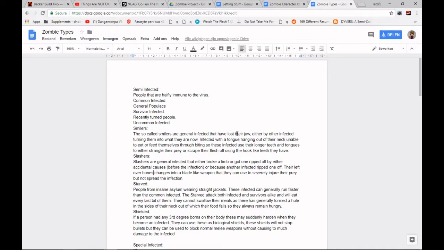Then we have the Starved. The Starved are people from insane asylums wearing straitjackets. These infected can generally run faster than the common infected. The Starved attack both infected and survivors alike and will eat every last bit of them. Now the Starved are also attacked by normal infected, so you won't see much Starved around. They cannot swallow their meals. There has generally formed a hole in the sides of their neck, out of which their food falls, so they all remain hungry.